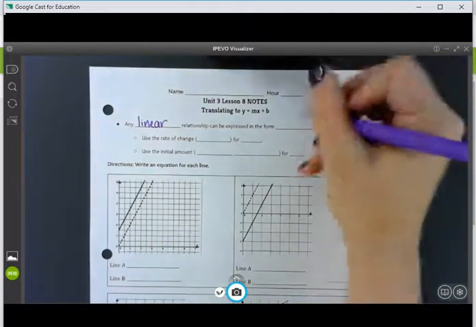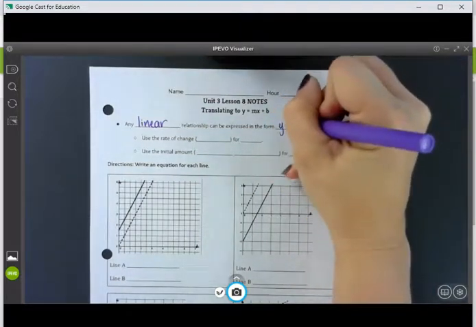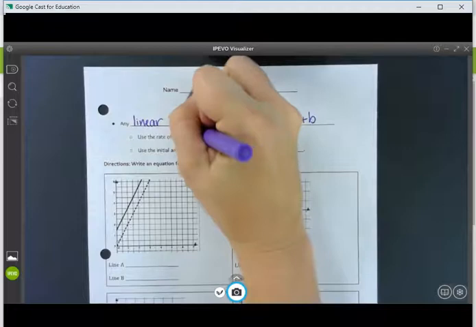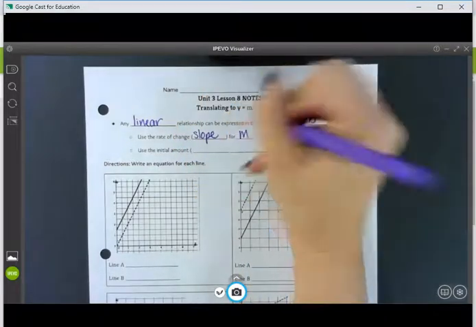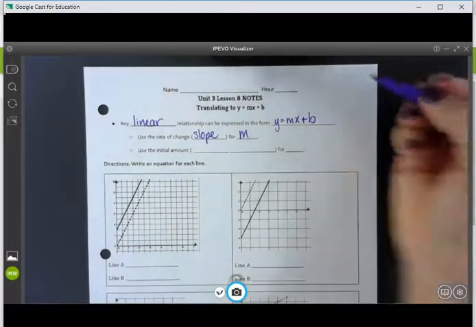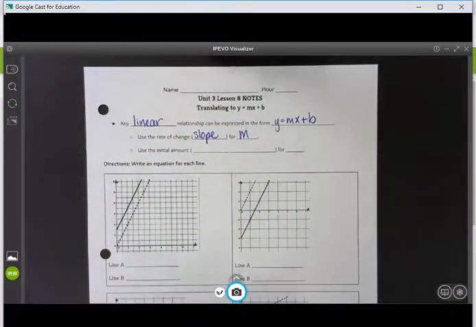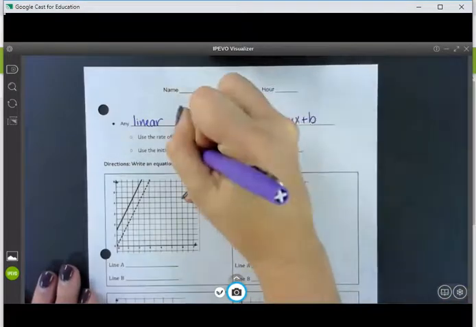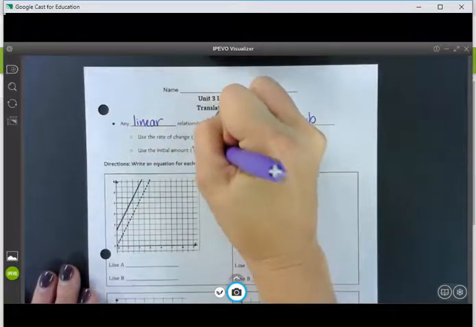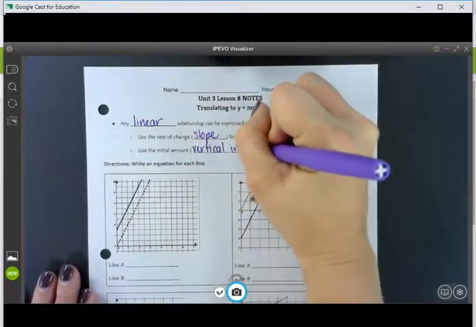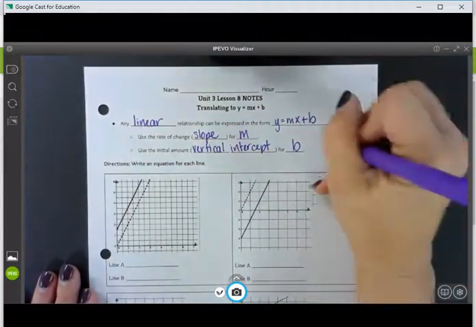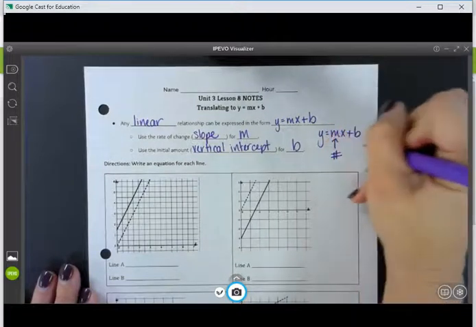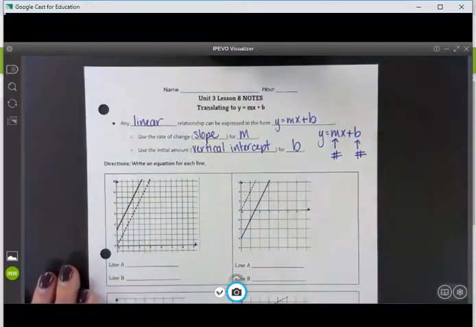relationship, it can be expressed in the form of y equals mx plus b. We're going to use the rate of change, or the slope, for the m value. Notice that the m value is in the same place as the k used to be when we wrote the equations in y equals kx form. We're going to use the initial amount, which is also the vertical intercept, for the b value. So when we write equations, the m is going to become a number and the b is going to become a number.